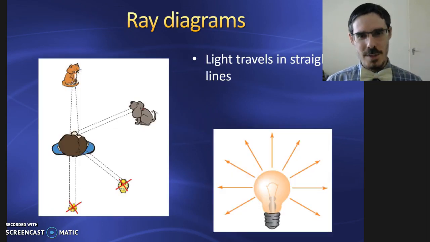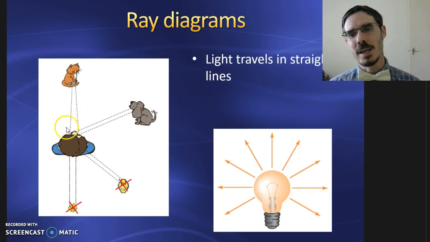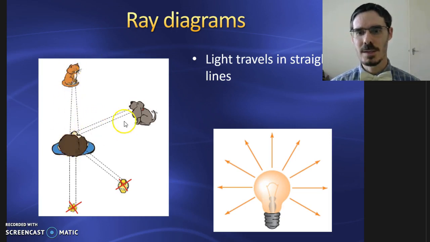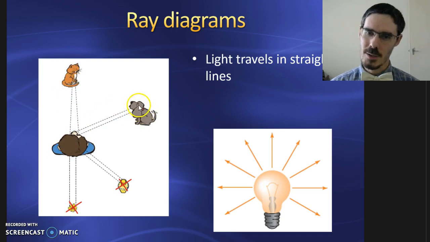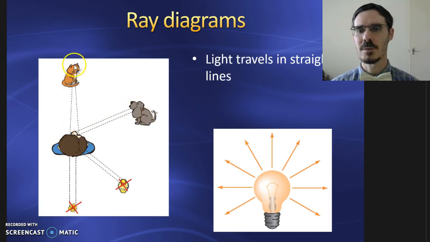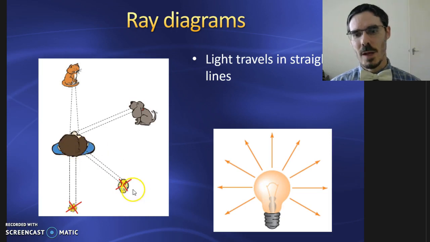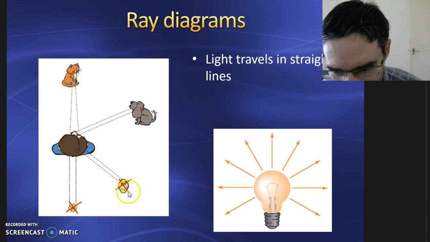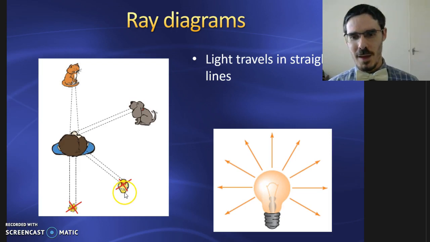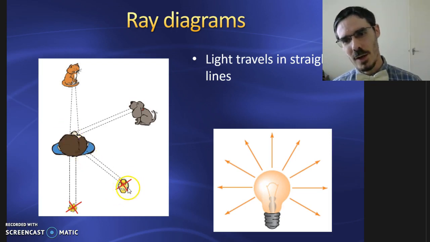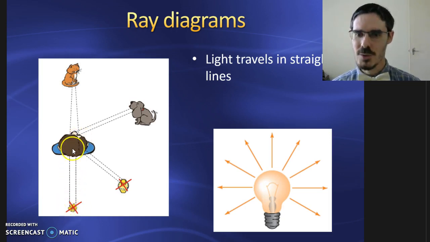When we study what happens to light, we're going to be drawing ray diagrams. We know light travels in straight lines. So if you're standing here, you can see the cat and you can see the dog, because the light can travel in a straight line from the dog's face to your eyes, from the cat to your eyes. But you can't see this. I don't even know what that is. You can't see this because it's behind you. The light travelling in straight lines can't get into your eyes. You can't see this flower here because the light travelling in straight lines can't get into your eyes.